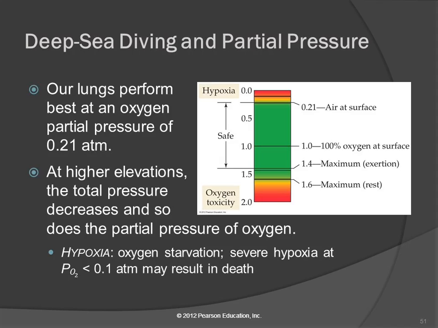But not enough oxygen is bad also. It's like so many things. There's this middle ground, moderation, right? Too much water kills you, not enough water kills you. Too much oxygen kills you, not enough oxygen kills you. So when you go to higher elevations, the total pressure decreases, and so does the partial pressure of oxygen. And so that's why you go up to the mountains and you get winded a lot easier, because your body is just not used to taking in those lesser quantities of oxygen.